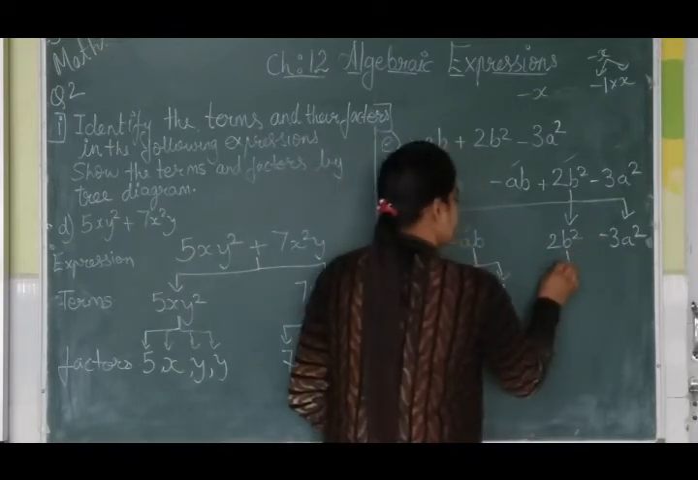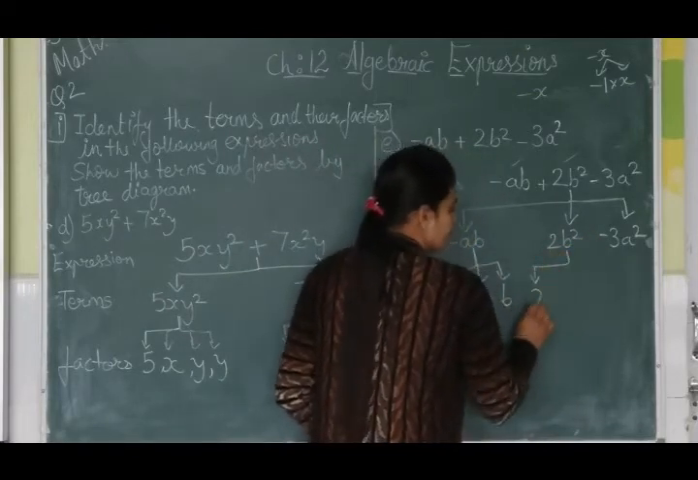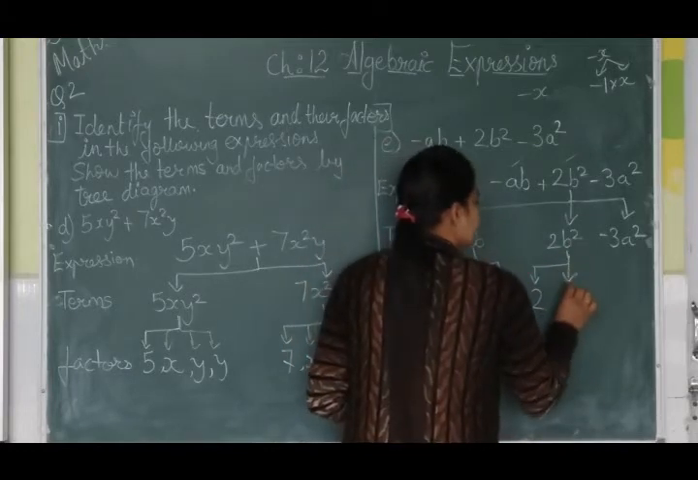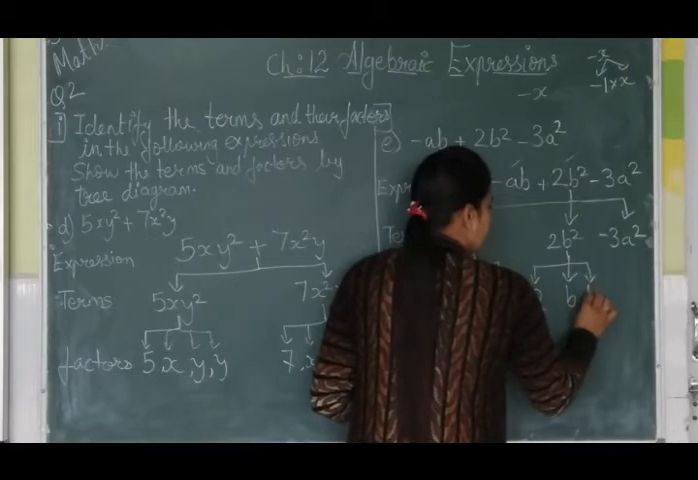For 2b square, 2b square means b multiplied by b. So b and again b.